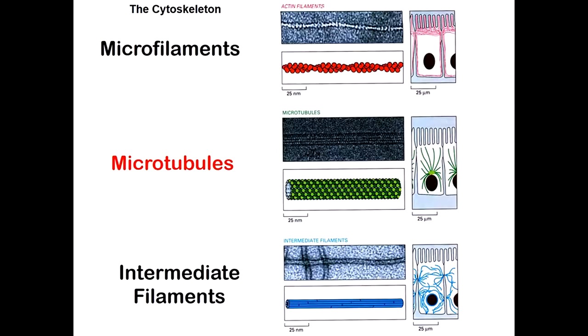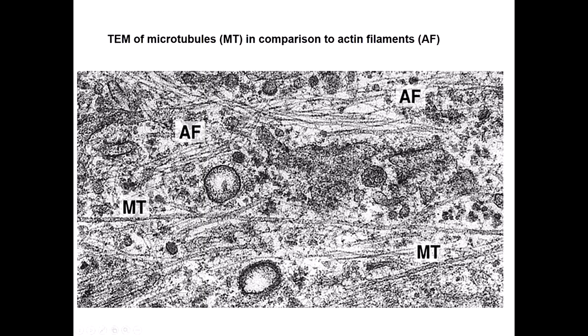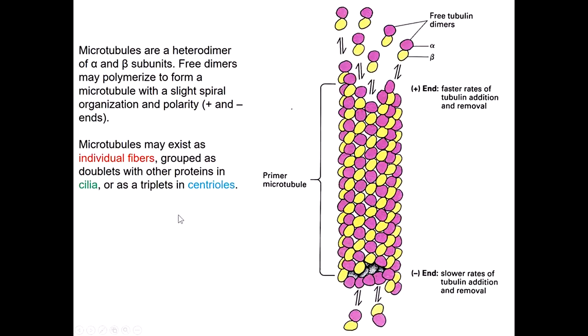The next type of cell cytoskeletal structure is microtubules. Microtubules, shown here as MT, are wider than actin filaments. In electron micrographs, they are the widest. And microtubules consist of a heterodimer of alpha and beta subunits that can be aggregated to form a microtubule structure, as shown here. So microtubules can occur as individual fibers.